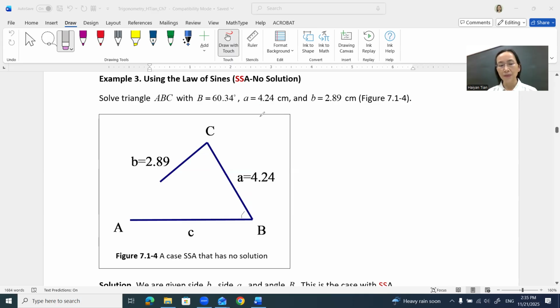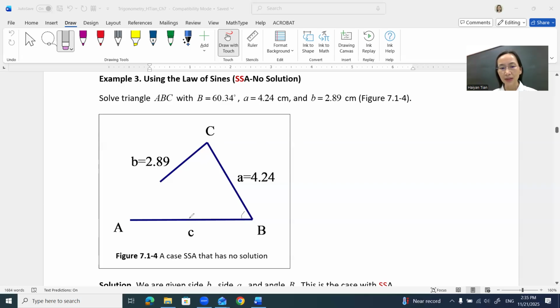That is, if there is a triangle with the side lengths given, 2.89, 4.24, and the measure for the angle B is 60.34 degrees. Can we solve this triangle? So what are the other two angles, right? If there is such a triangle, then we're supposed to find the unknown angles because there are two unknown angles, A and C, to be found.